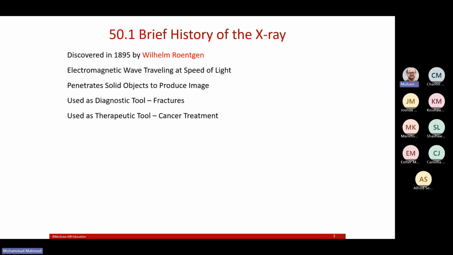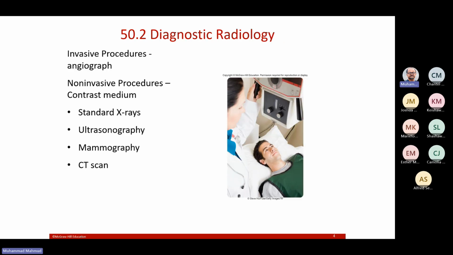Today, radiology is widely used as a diagnostic and therapeutic tool. The world of imaging has expanded to include ultrasound, mammography, magnetic resonance imaging, and nuclear medicine. One example of a diagnostic tool is the X-ray, with which we can find out fractures of bones. In cancer treatment, radiotherapy is used. That is a part of the therapeutic tool. So two uses: diagnostic and therapeutic.